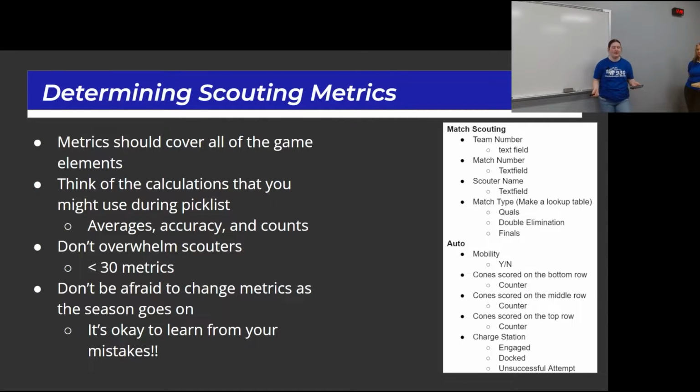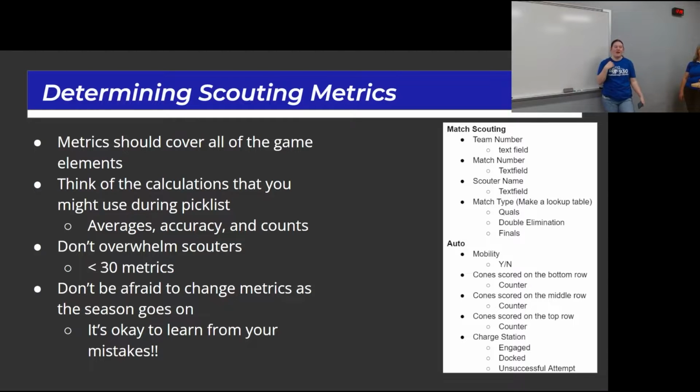So when the game manual or game announcement came up, we saw that there was mobility, there was the charge station, and they were scoring on all the nodes, at least for this past year. So you need a metric for each one of those, because you don't want to miss any aspects of the game. Otherwise you're not going to have any data if you don't scout how many game pieces they're scoring on a certain row. But along with that, you don't want to overwhelm your scouters.